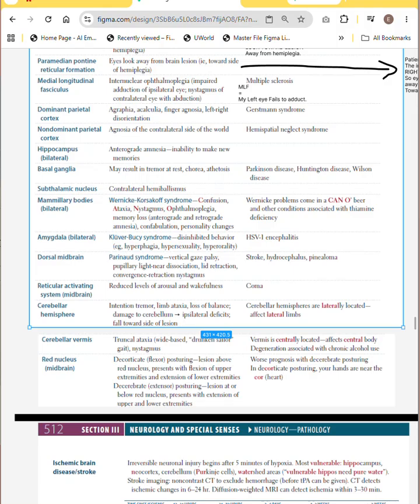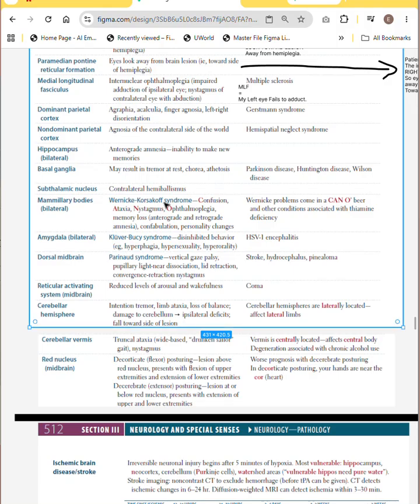Confabulation, what is confabulation? Basically, it comes up a lot in the exams. It's when the patient lies without intending to. The patient doesn't intend to lie, but he just lies because the brain fills the memory gaps, right? That's confabulation.